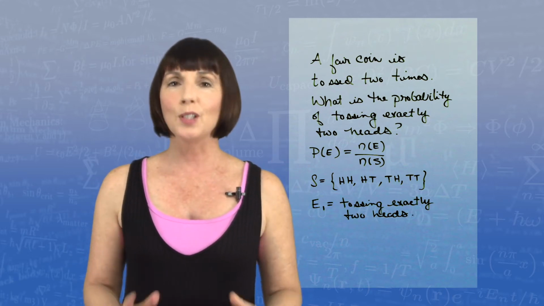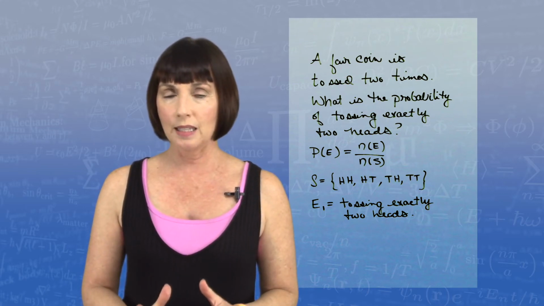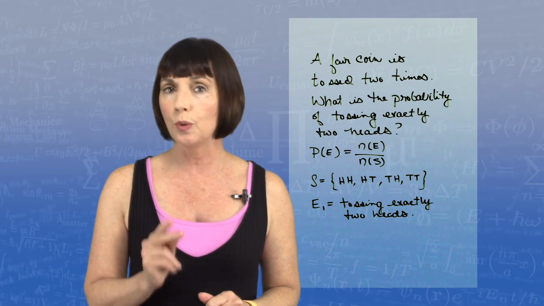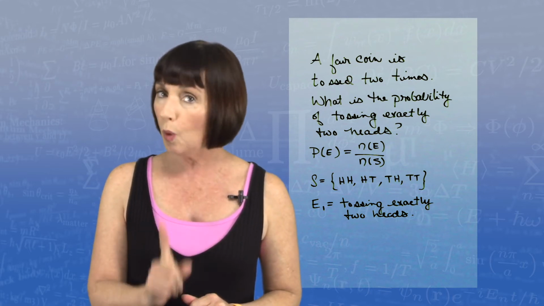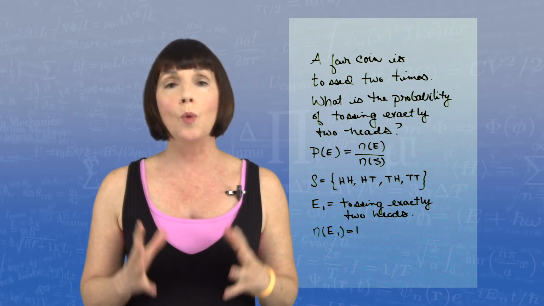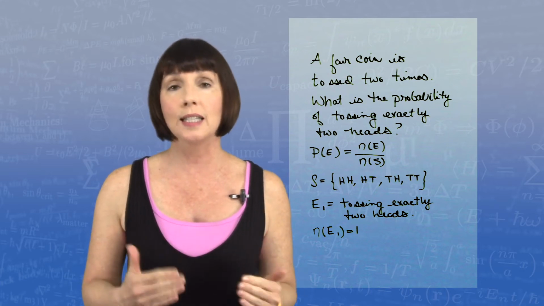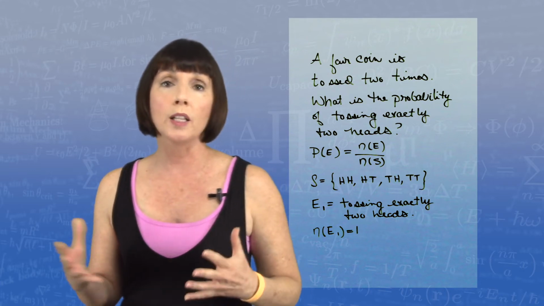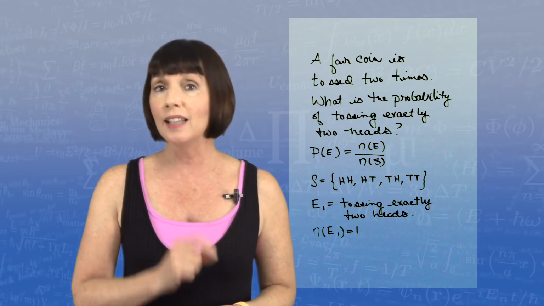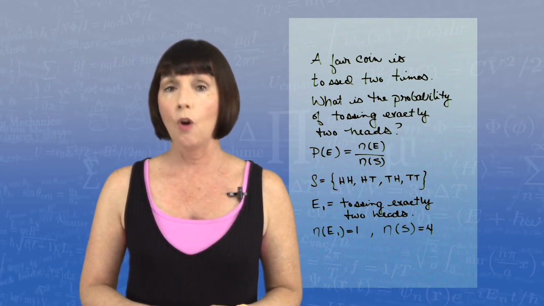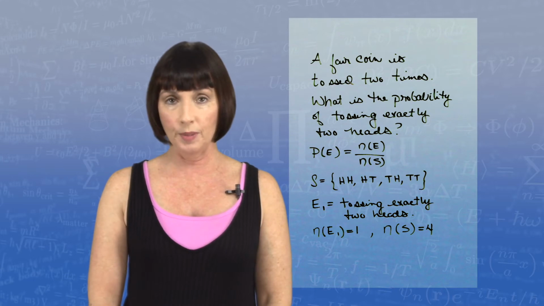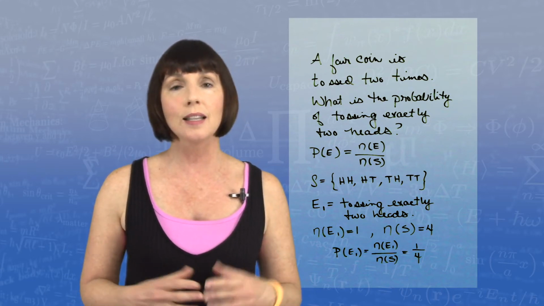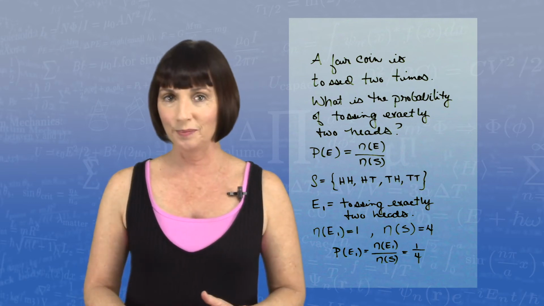Okay. Now looking at our sample space, how many ways can I toss exactly 2 heads? Only 1 way. So the number of ways the event can occur is equal to 1. Now, what are the total number of possible outcomes? How many things are in our sample space? There are 4 possible outcomes. So the probability of tossing exactly 2 heads is 1 over 4.